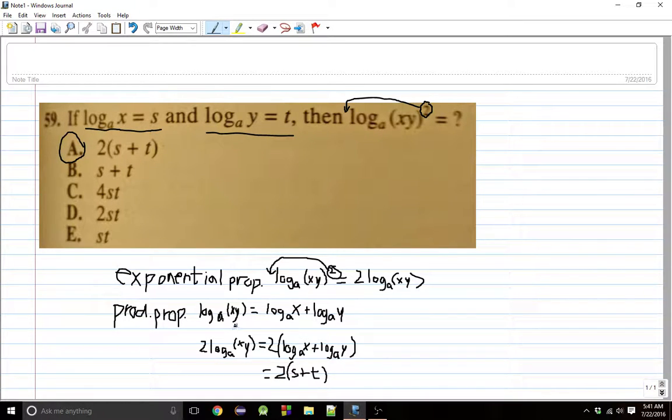So remember, by the exponential property, all you do is take down the exponent and put it in front of the logarithm. And by the product property of logarithms, all you do is the product equals the sum of the logarithms of each element, in this case log a x plus log a y. And we took that and we broke it down: 2 log a of xy equals 2 log a to the x plus log a to the y. Okay, and we remembered that log a x equals s and log a y equals t, and we substituted those values in for log a x and log a y.